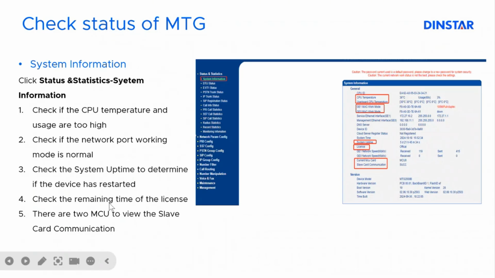And the last, we need to check the slave card communication. As we can see, it's the MTG 2000B, and each has 2 MCUs. So we can also check the master card and slave card communication here. We can find this says success, which means the status is normal, right? So this page shows the basic operating status of the whole device.